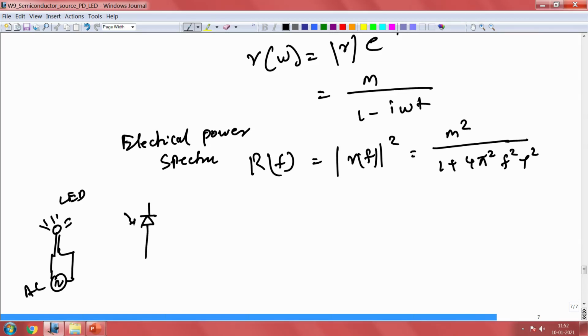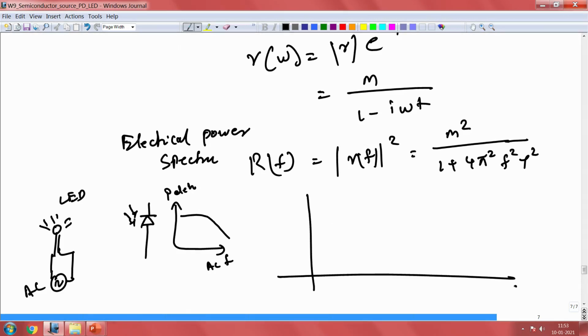So, you measure the electrical response of this. Whatever AC frequency that we have, what is the response of this, or the electrical power that you get. So, this is P electrical, and as a function of frequency you see how your response looks like. That response as a function of frequency is our modulation response, and the normalized modulation response would look something like this.